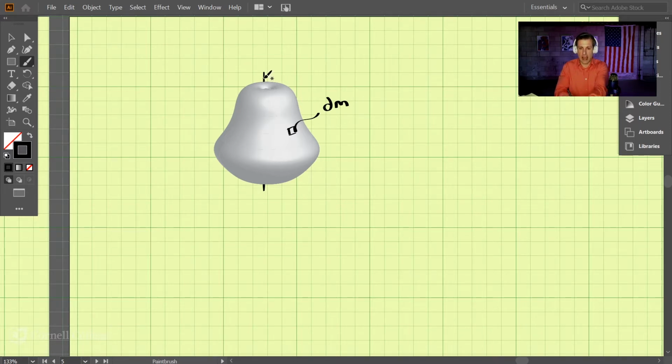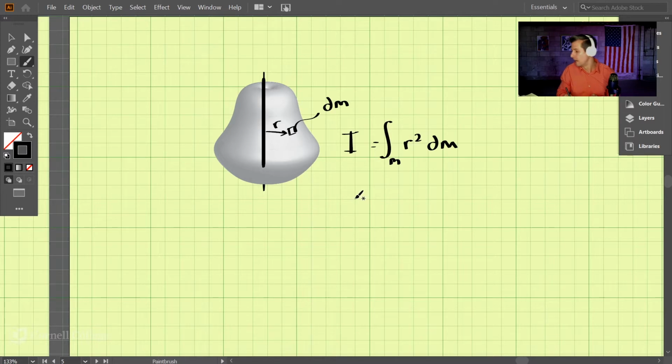And then if we have the axis of rotation, which goes right down the center here, we know that the radius here is r. So if we want to find the mass moment of inertia of this entire object, what we need to do is sum this up over the entire mass, r squared times dm. Okay, and that's the moment of inertia about this axis here.